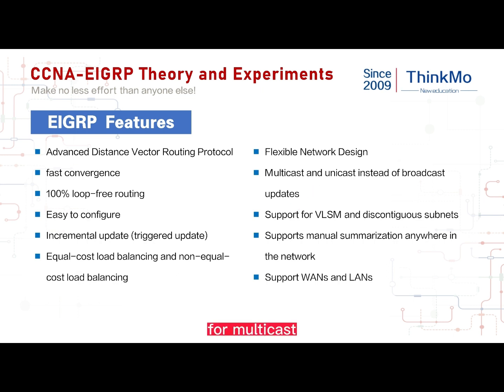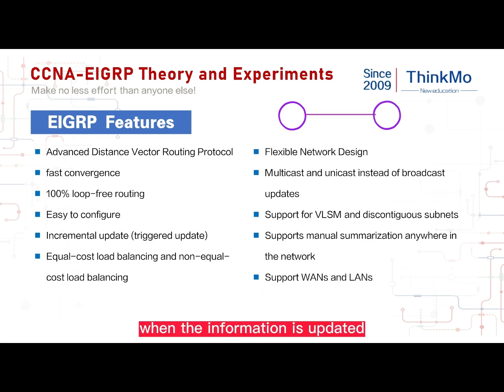For multicast, first of all, EIGRP uses multicast for our overall data interaction. Then RIP version 1 uses broadcasting. I'll simply draw a picture to explain. For example, now this device runs RIP. When the information is updated.